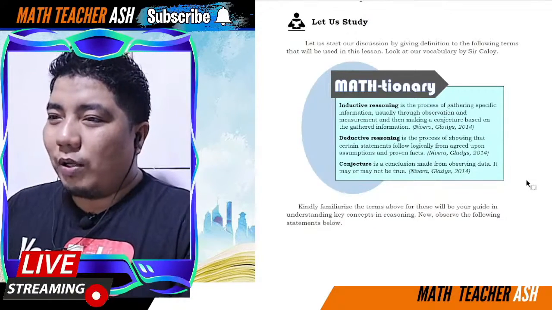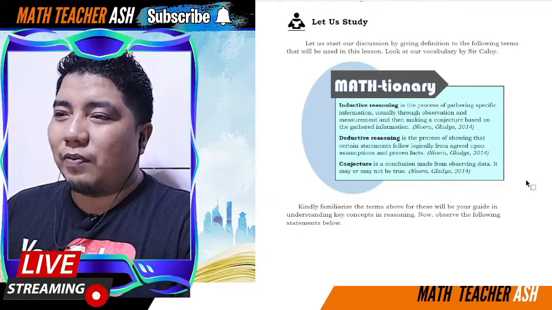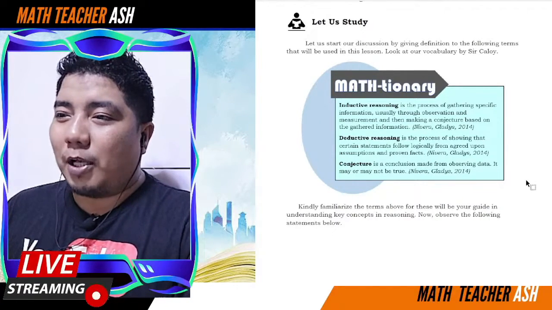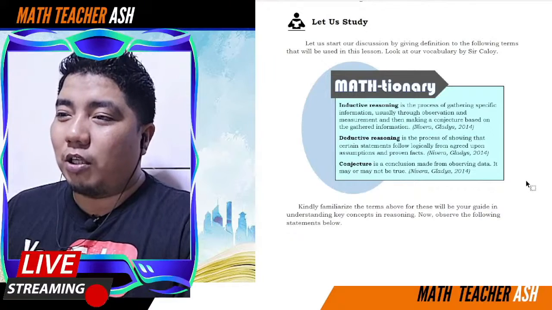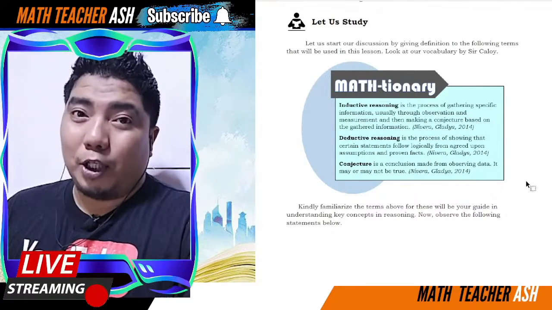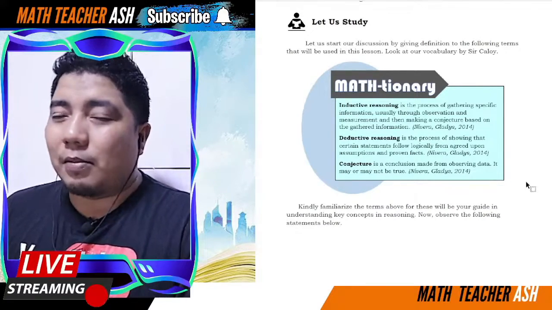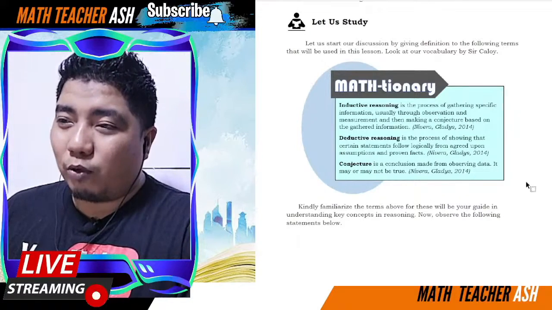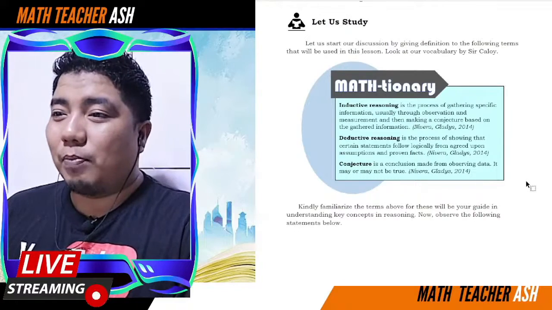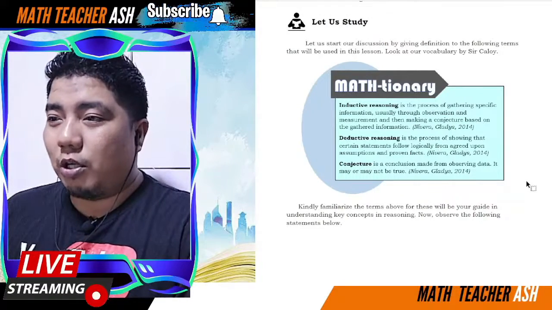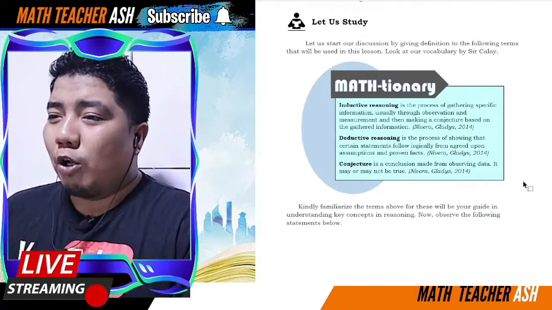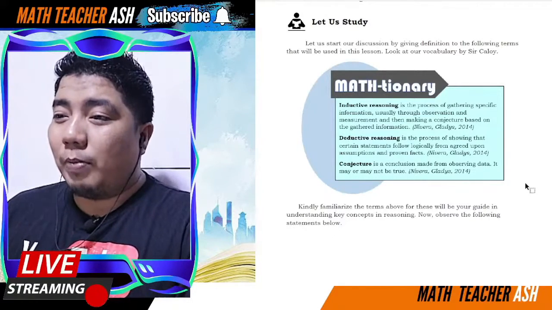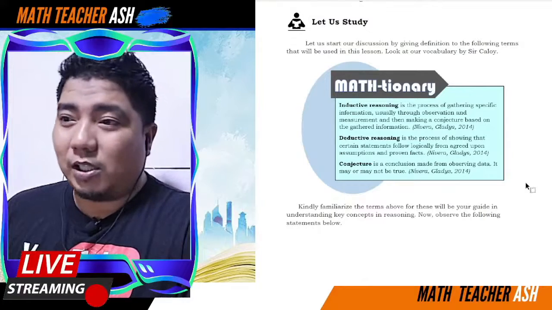Okay, so inductive reasoning is the process of gathering specific information, usually through observation and measurement, and then making a conjecture based on the gathered information. So, magsisimula ka sa mga maliliit na information and then through the observation, tapos makagawa ka ng conjecture. Ang question, ano ba yung conjecture? Conjecture is the conclusion made from the observing data. It may or may not be true. So, para siyang hypothesis, kumbaga.